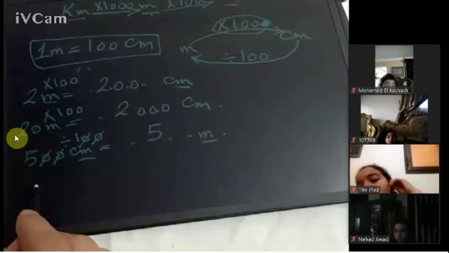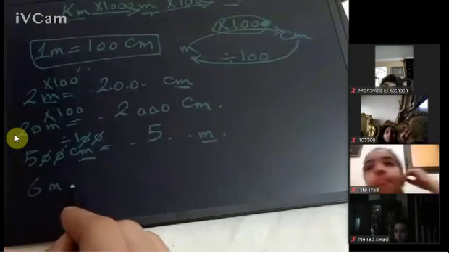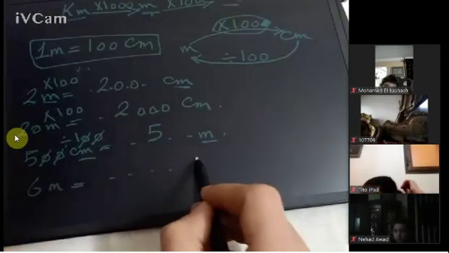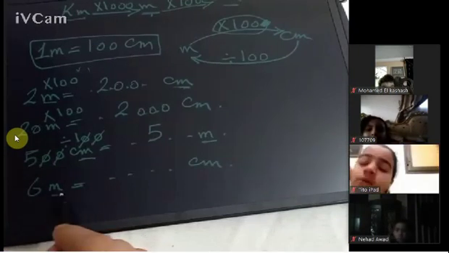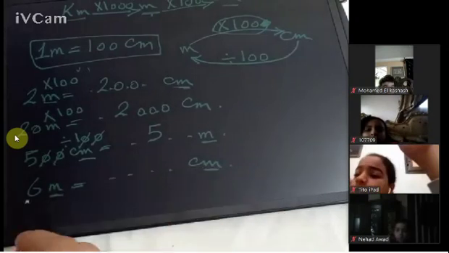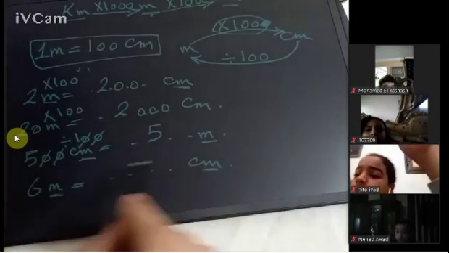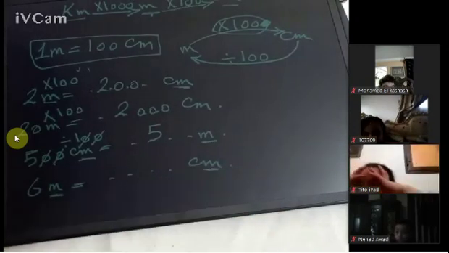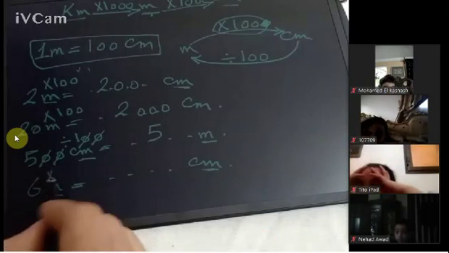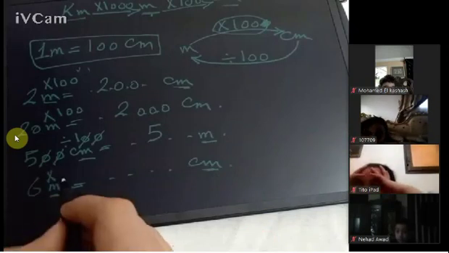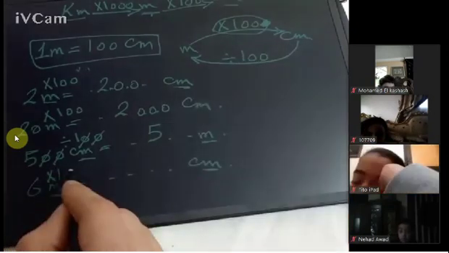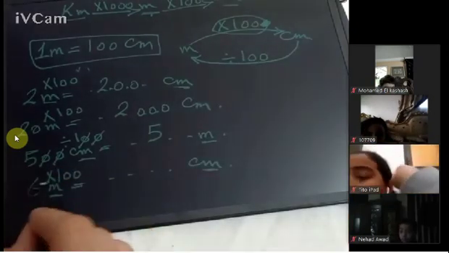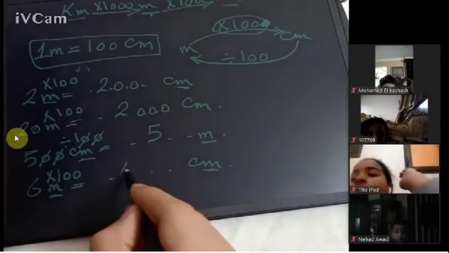Example here, 6 meters equals how many centimeter? You have to concentrate. Are you moving from small to big or big to small? It's meter to centimeter. The meter is bigger than the centimeter, so it's from big to small. From big to small, multiply. Multiply what the relation said, it's 100, so I will multiply by 100. 6 times 100 equals 600.